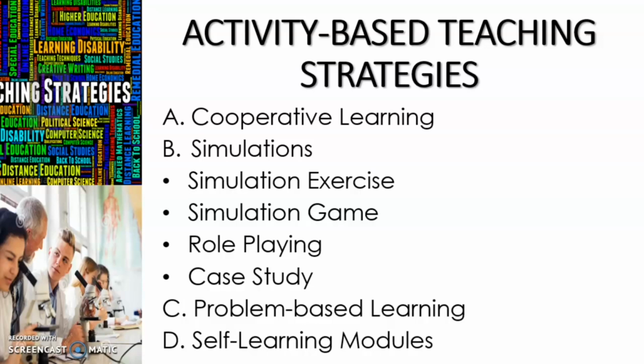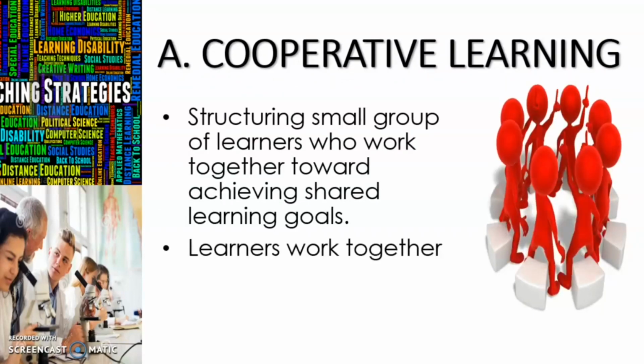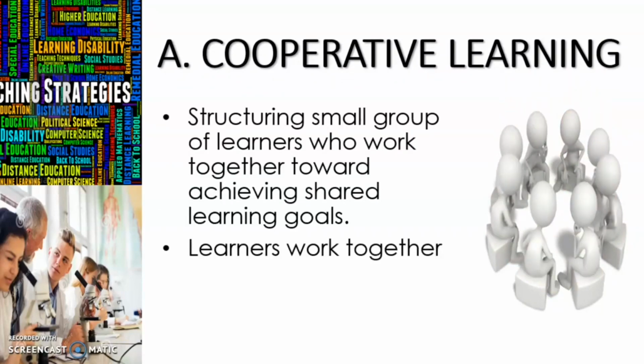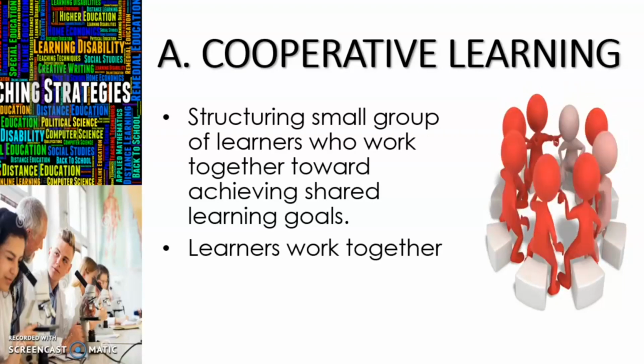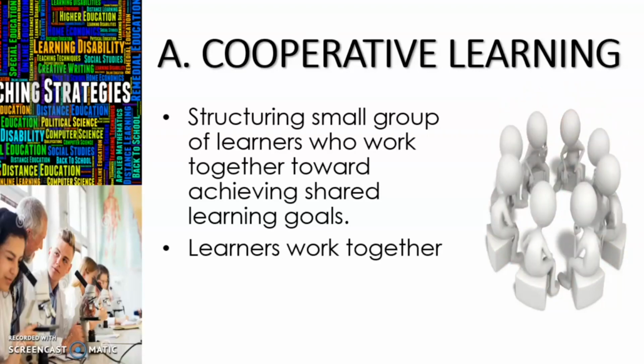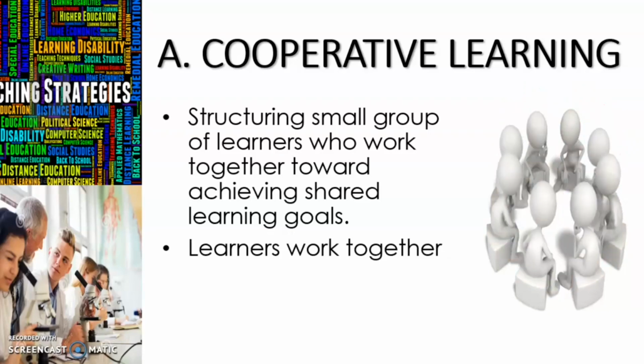Activity-based teaching strategies include cooperative learning, simulations which can be done through exercise, game, role-playing and case studies, problem-based learning, and self-learning modules. In cooperative learning, it involves small groups of learners working together in achieving a shared goal. They are also aware that they should work together because they are responsible not only for their own learning, but also for that of the others in the group. To be successful in achieving your goals, cooperation from each member should be observed and expected.